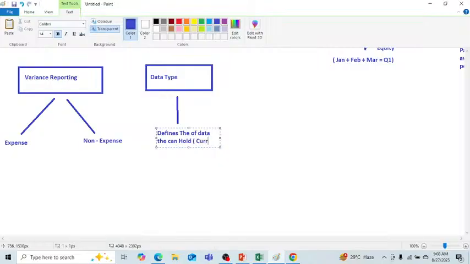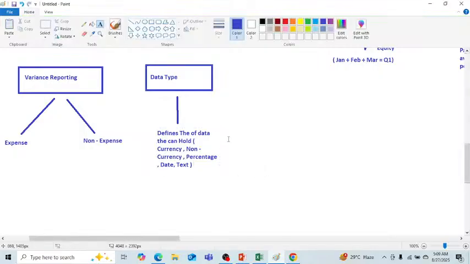So it will include currency, non-currency, percentage, date, and text. So we have several things under the data type, as I have already mentioned on the paint. So you can write it there.